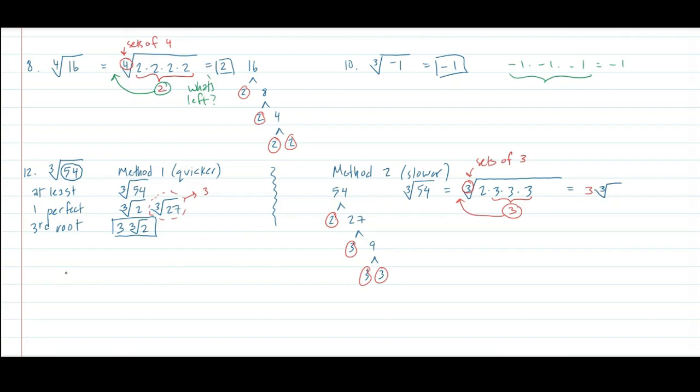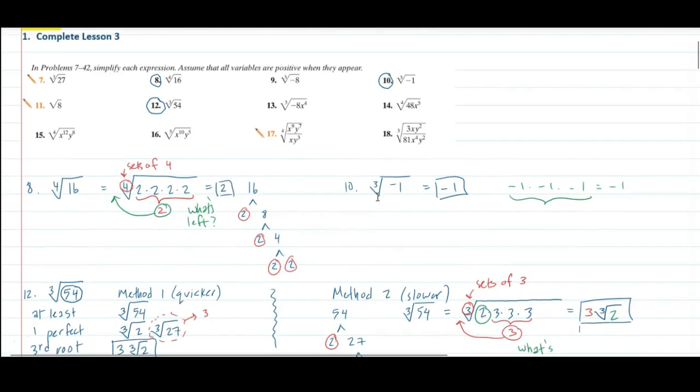And you always ask yourself, what's left, right? When I pull everything out, what is left over? And what's left over is just the number 2, right? So you leave that number 2 inside, and notice again that you've come to the same exact conclusion as you did earlier. It just takes a lot longer to complete that question. All right, let's try number 14.